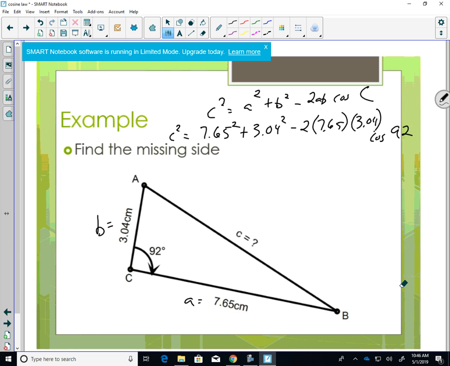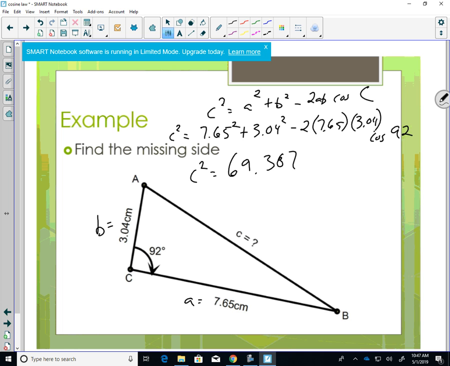7.65 squared plus 3.04 squared minus 2 times 7.65 times 3.04 times cosine 92 equals. What do we do after subtract? 2 times 7.65 times 3.04 times cosine 92. You should put it in brackets. So c squared equals 69.387. Do not clear your calculator.